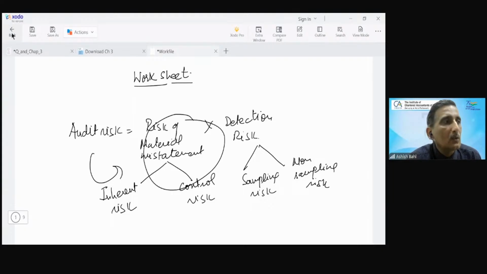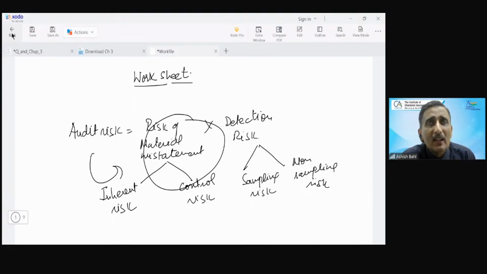This doesn't belong to the auditor, whereas detection risk belongs to the auditor. It is only the detection risk which is under the control of the auditor. Yes, Ms. Mansoori, you are writing correctly. So detection risk, he has leverage. He can lower it, because it is in the auditor's hands to leverage the detection risk.